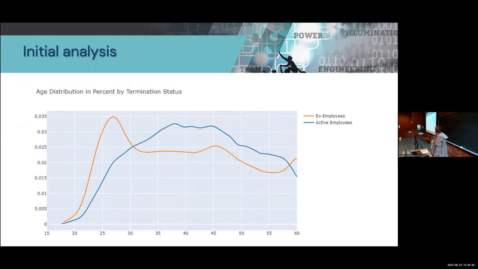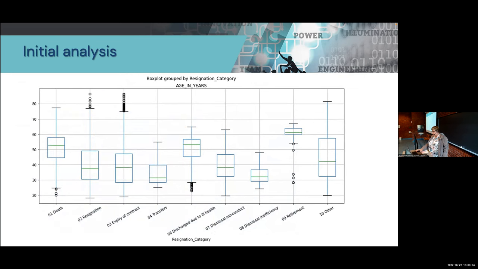These are some of the views looking at ex-employees and current employees. This graph shows the reasons for the resignations. The bar shows the mean and the upper and lower quartile for each reason. We want to understand how variable the reasons for leaving are for each age group. If you look at the second bar, resignations, it shows that the mean is 38 years of age, and the range is between 30 and 48 years of age, with some outliers above 80, which could be a data quality issue.